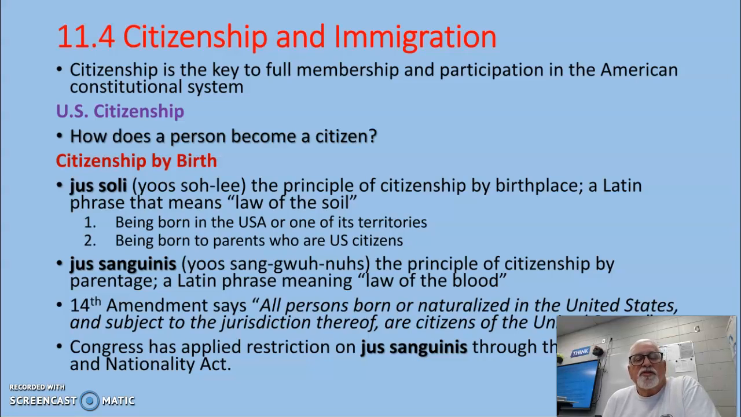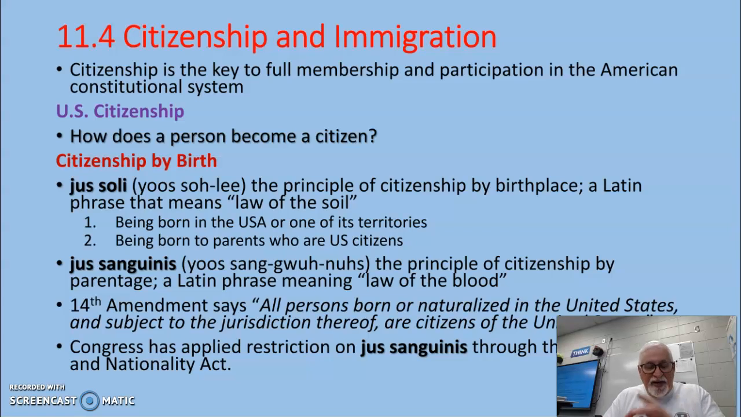Jus soli is the principle of birthplace citizenship. It's the Latin phrase meaning law of the soil. And so most of you were born here, born in America, and consequently you are American citizens. But you can be born to U.S. parents living abroad. This is jus sanguinis, the principle of citizenship by parentage.